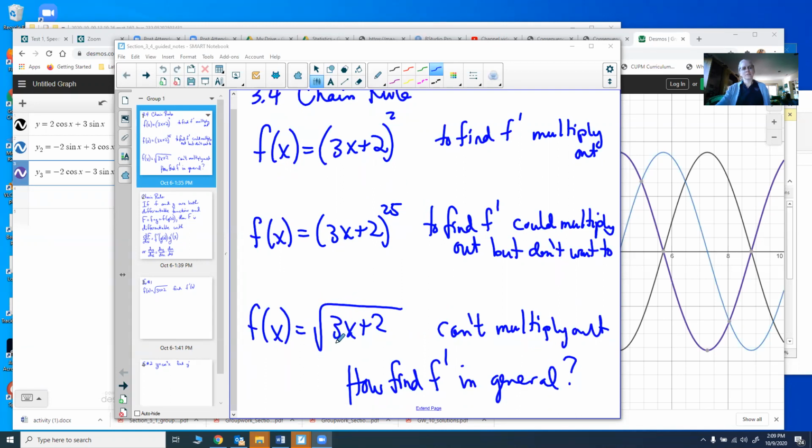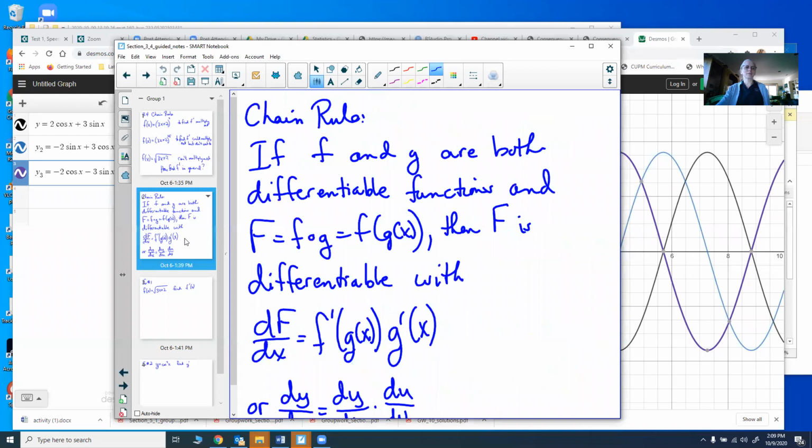This one here is the square root of 3x plus 2. So again, it's 3x plus 2 inside the square root function. So it's a composition, and I cannot multiply this out to find out what the derivative is. So I need to have some rule that lets me do composition functions. And again, that's known as the chain rule.